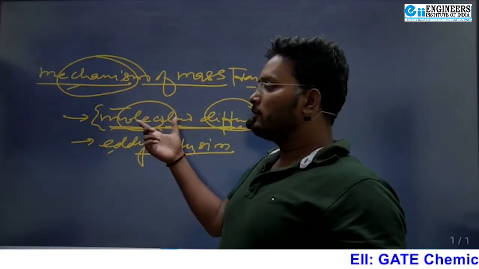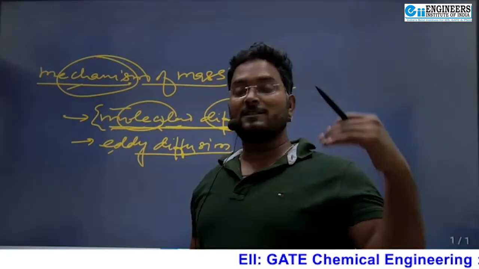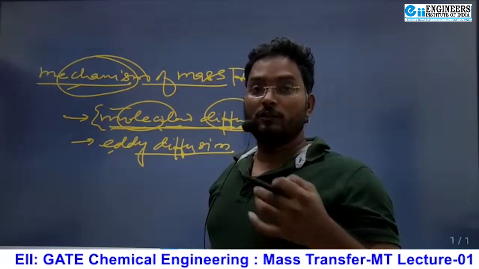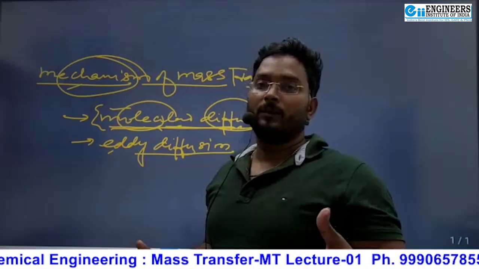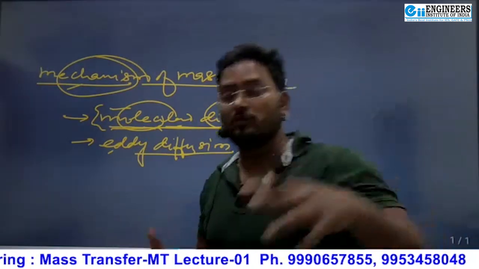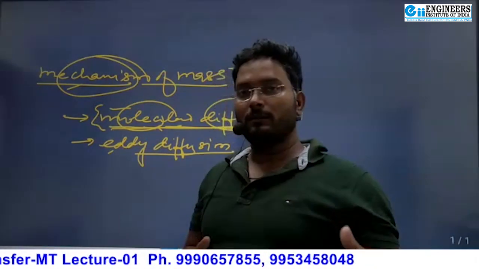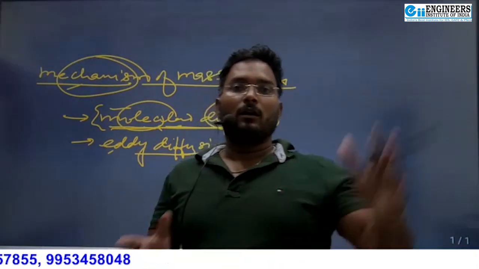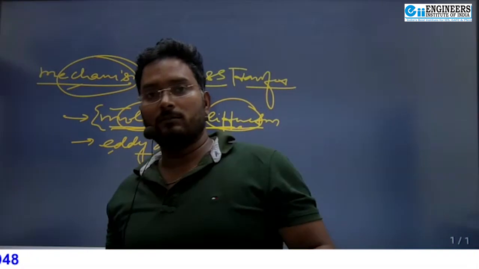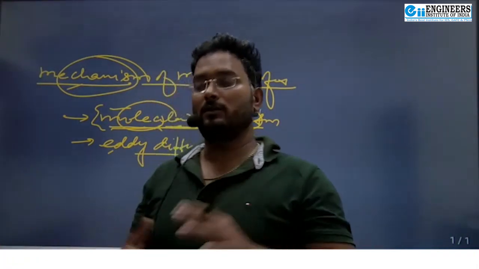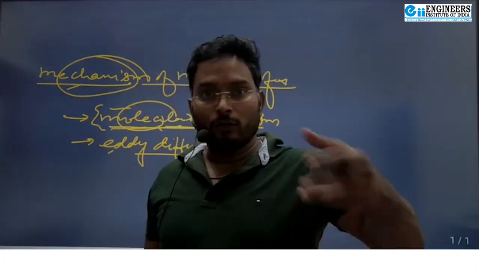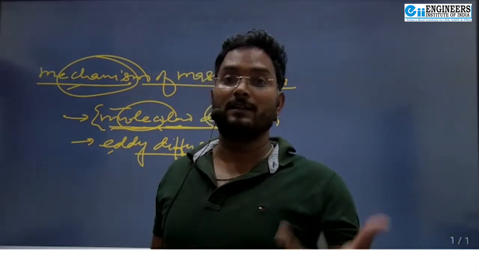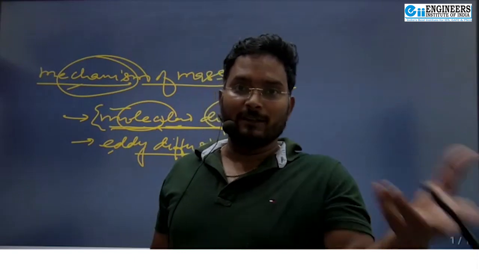So when the mass is transferring because of molecular motion of the molecules, and molecules are random, so due to random motion of the molecules, if the mass is transferring from a region of high concentration to low concentration, it is called molecular diffusion. Is this clear? And that random motion of the molecules is going to be possible only with thermal energy. If thermal energy is not there, then molecules will not be able to move.